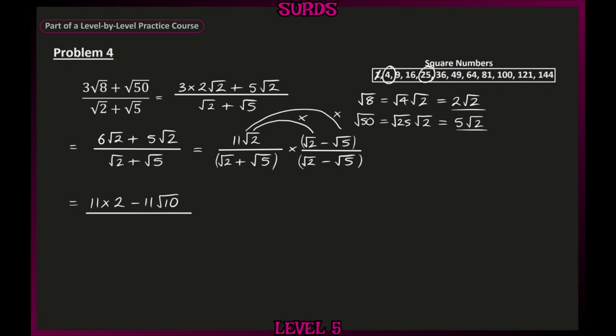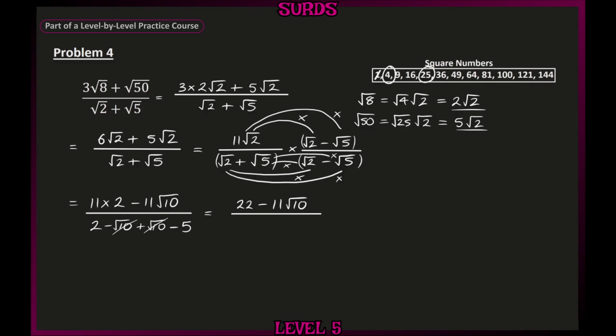Looking at the denominator now, we can do root 2 times root 2, which just gives us 2. Root 2 times minus root 5 is minus root 10. Root 5 times root 2 is plus root 10. And finally, root 5 times minus root 5 is minus 5. If we now simplify the numerator, 11 times 2 is 22. So we have 22 minus 11 root 10. And simplifying our denominator, again, the minus root 10 and the plus root 10 cancel out, which is what we want to happen. And 2 minus 5 gives us minus 3.